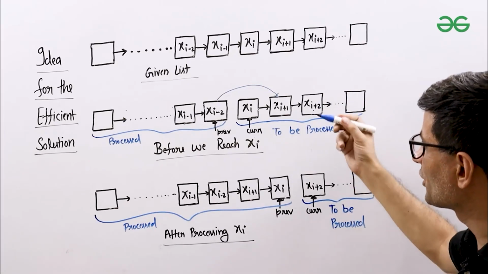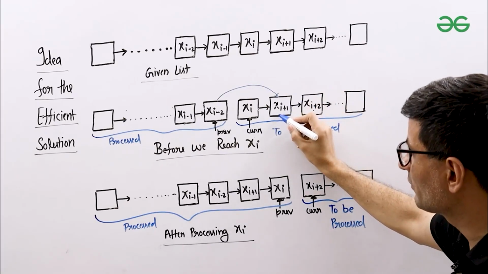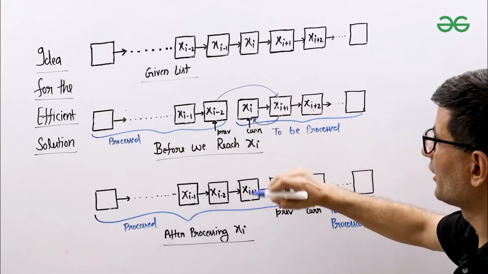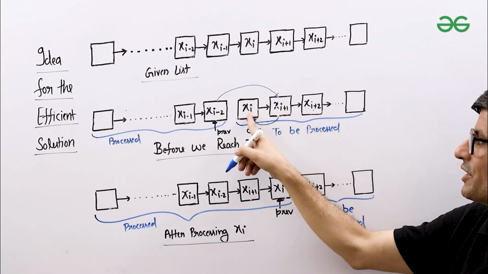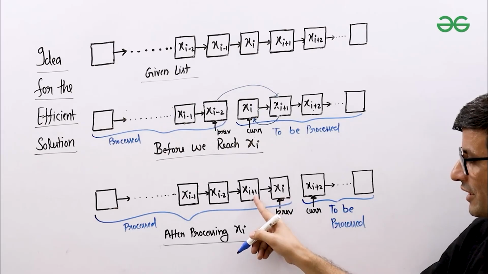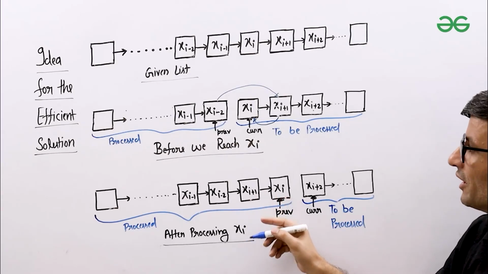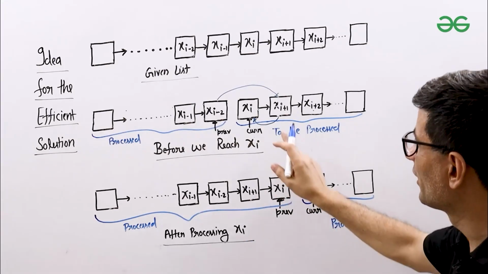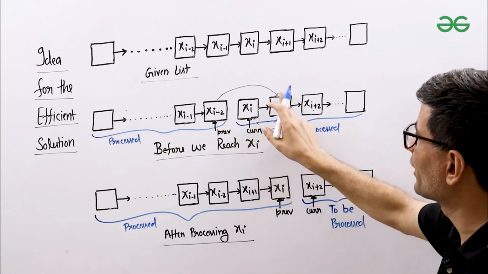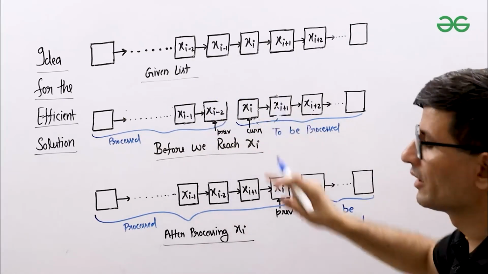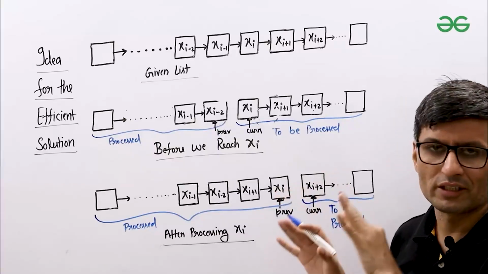And are there any more changes? Yeah, its next should become this. Xi plus 1's next is currently xi plus 2. Its next should be changed to xi. This is also one change. Xi plus 1's next should be xi. So these are the changes we need to make. Now please pause this video, try to write down the logic, take a closer look at the diagram that you need to write to finish this work inside the loop.